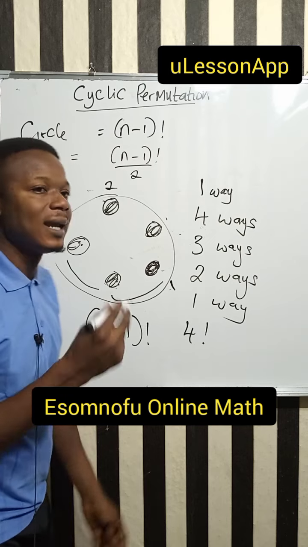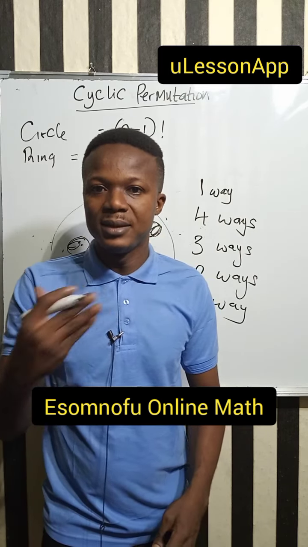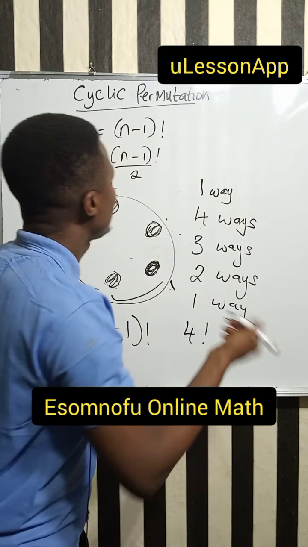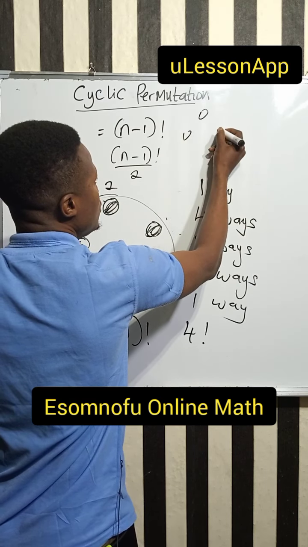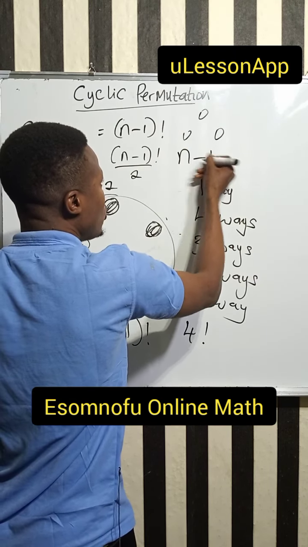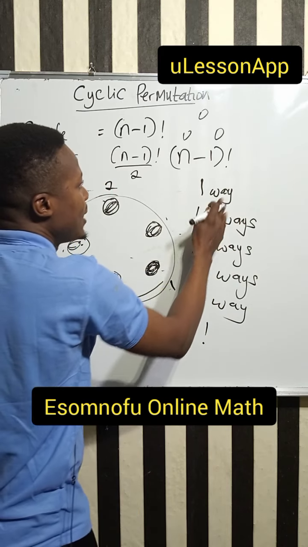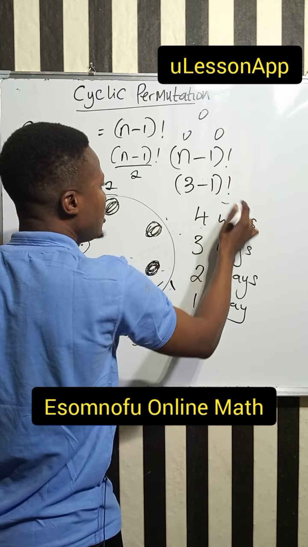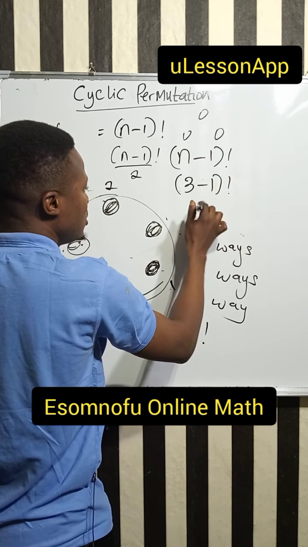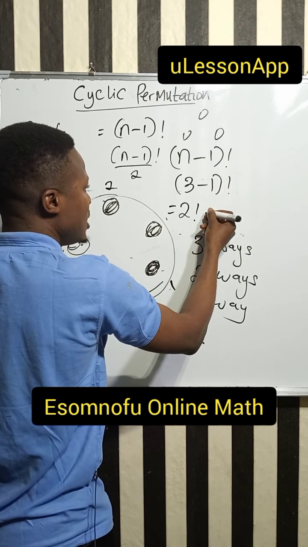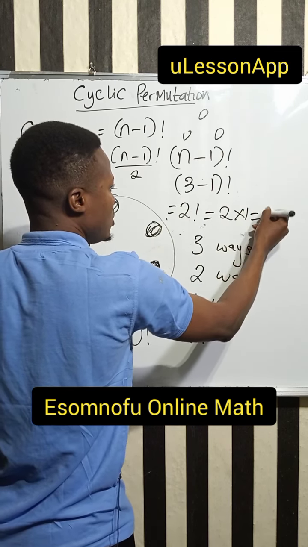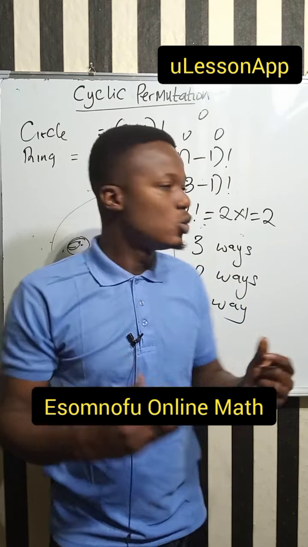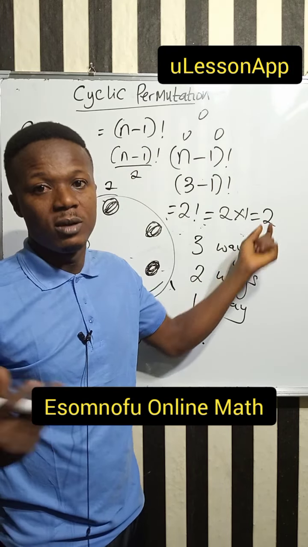Supposing you are asked this question, in how many ways can 3 persons be seated at a round table? Because they are talking about 3 persons, 1, 2, and 3, you use n minus 1 factorial. And what is our n? Our n is 3. So you write 3 minus 1 all factorial, and 3 minus 1 will definitely give us 2. So the answer is 2 factorial, because you know that 2 factorial is 2 times 1, which is equal to 2. So 3 persons can only be seated at a round table in two ways of arrangement.